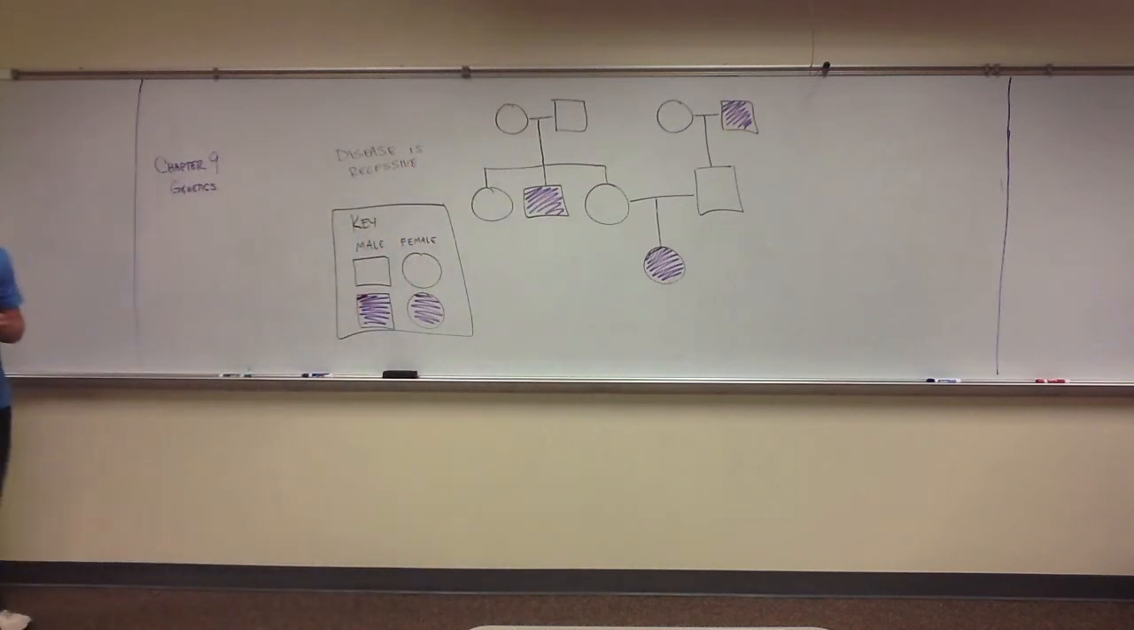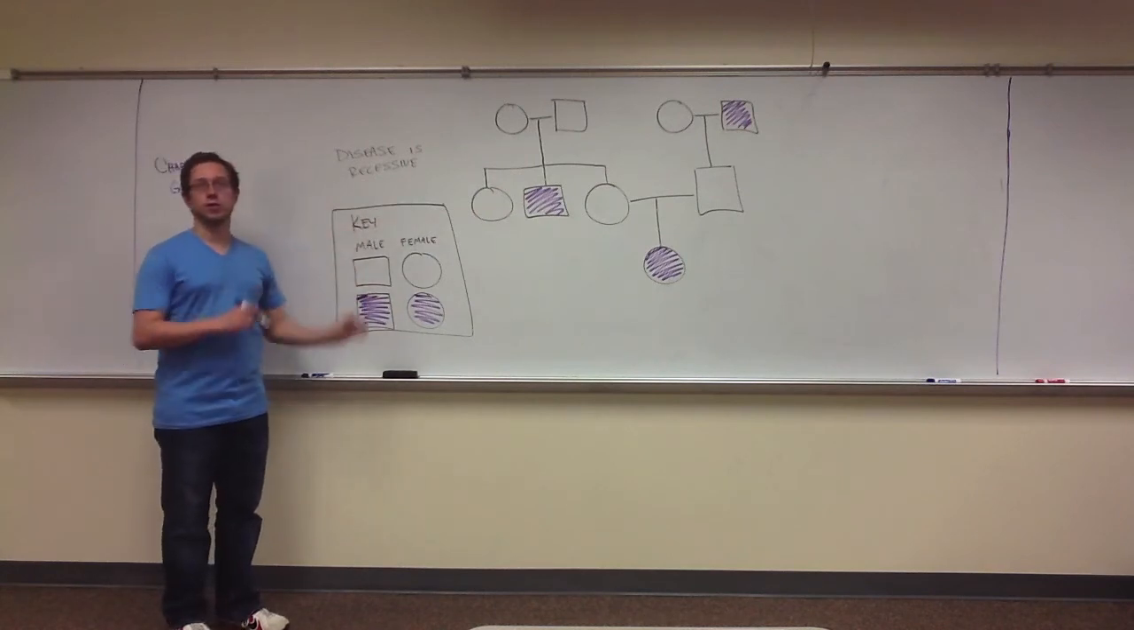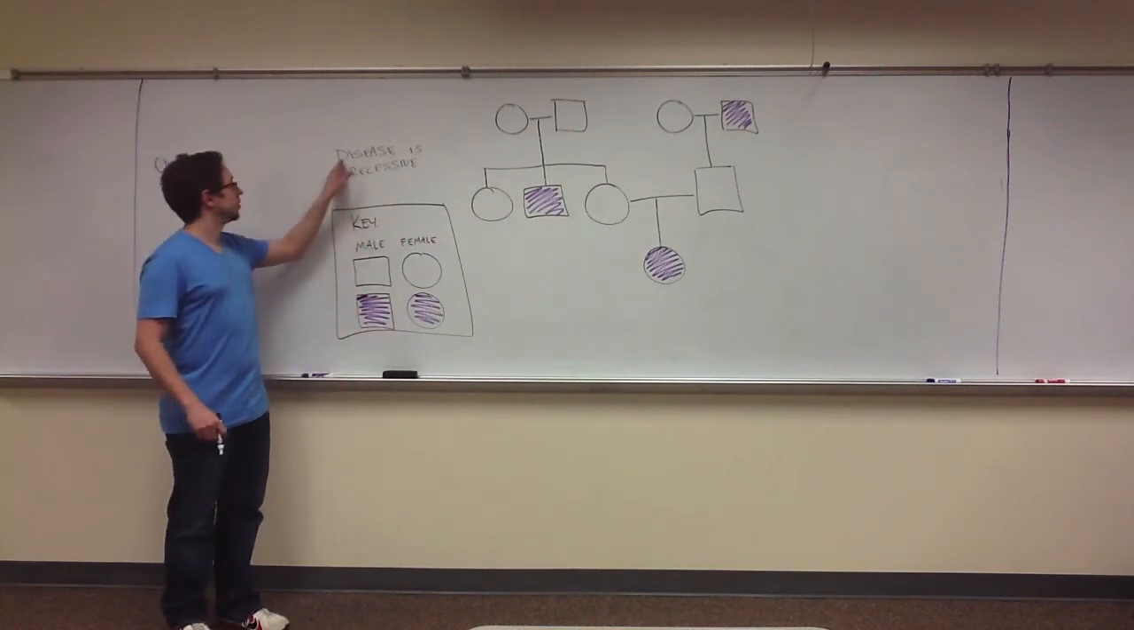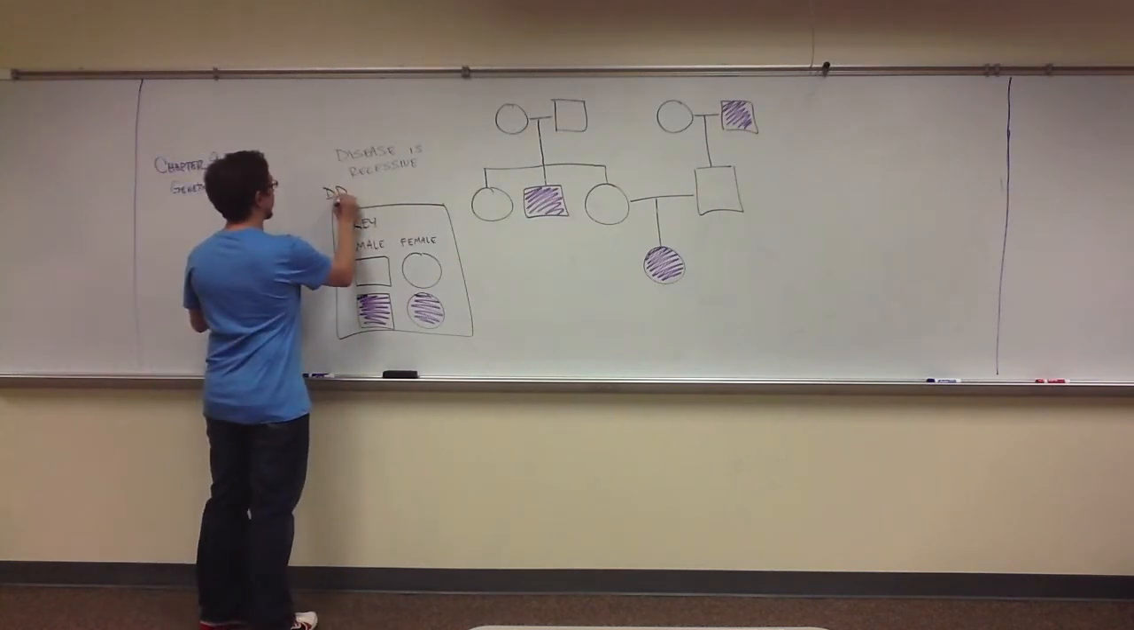Okay, so, knowing that, I want to know what the genotypes or potential genotypes are for every person on this pedigree. So, let's start with the easy ones first. And let's start by deciding a general letter that we're going to use to denote the disease. Since it starts with a D, we'll just use D. Okay? So we've got 3 potential combinations.